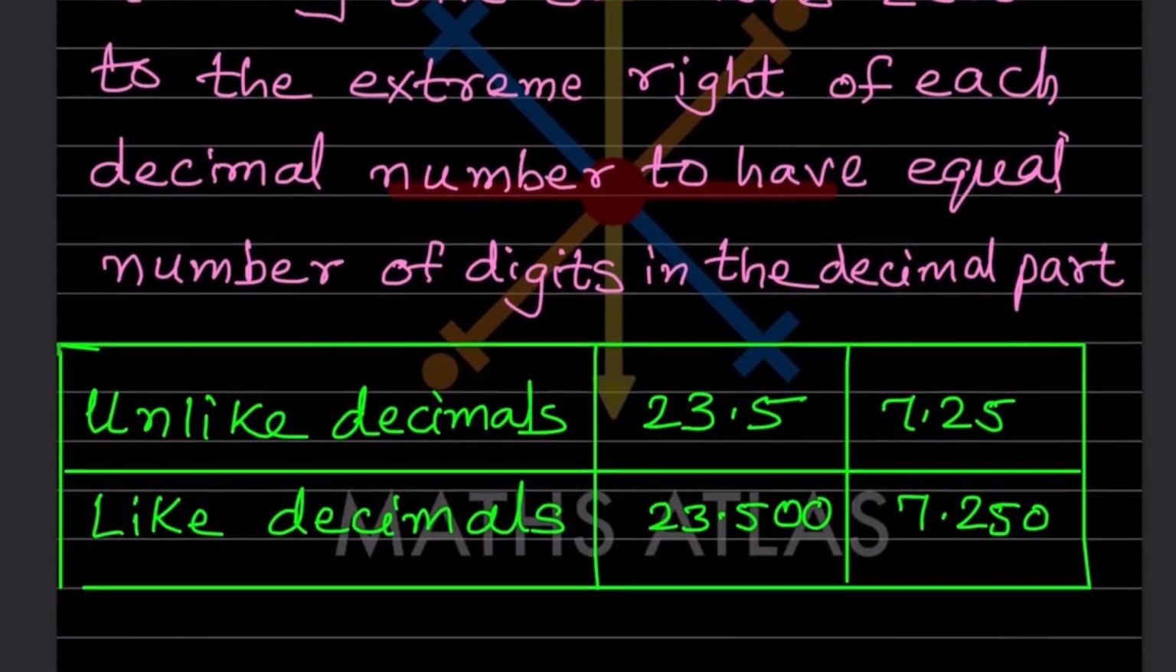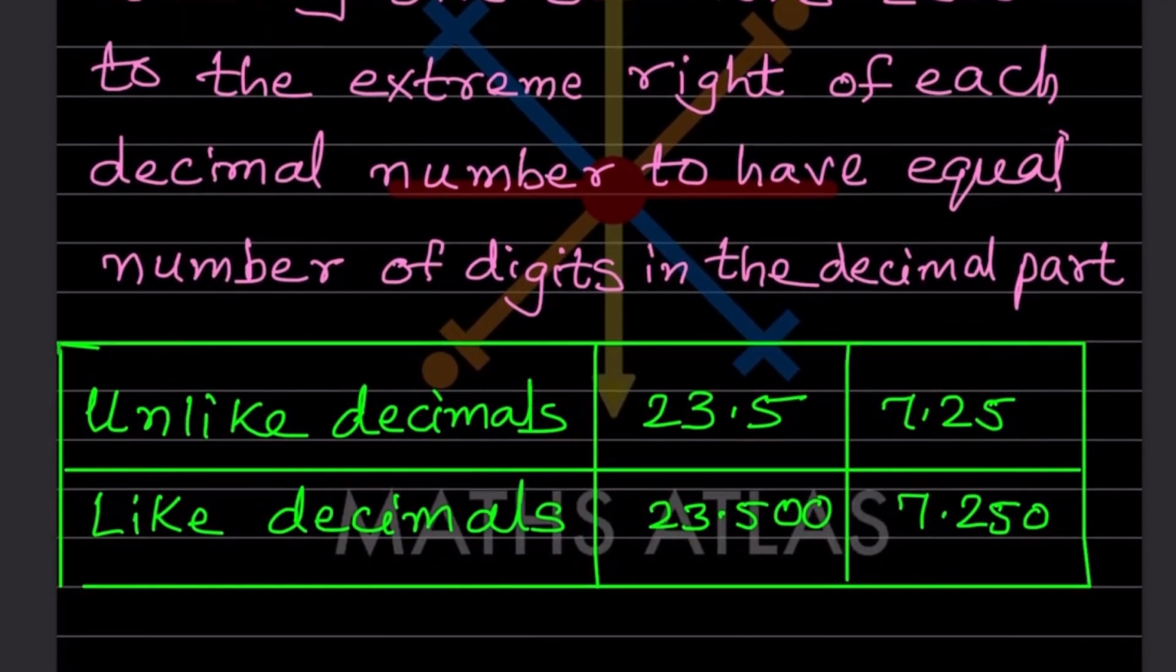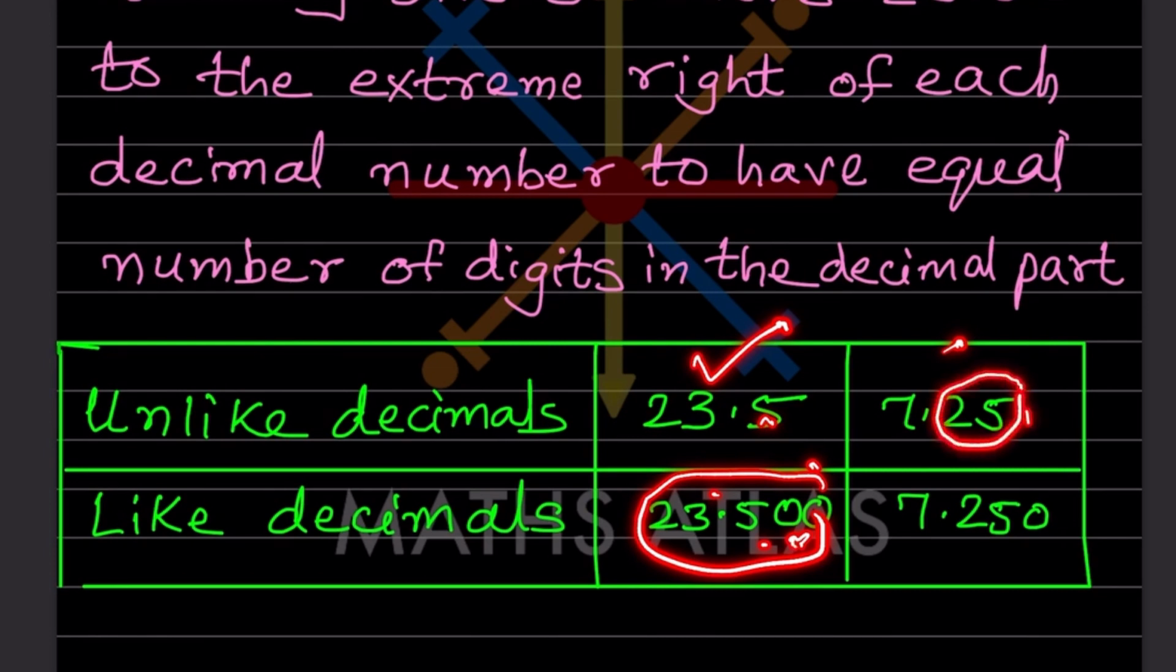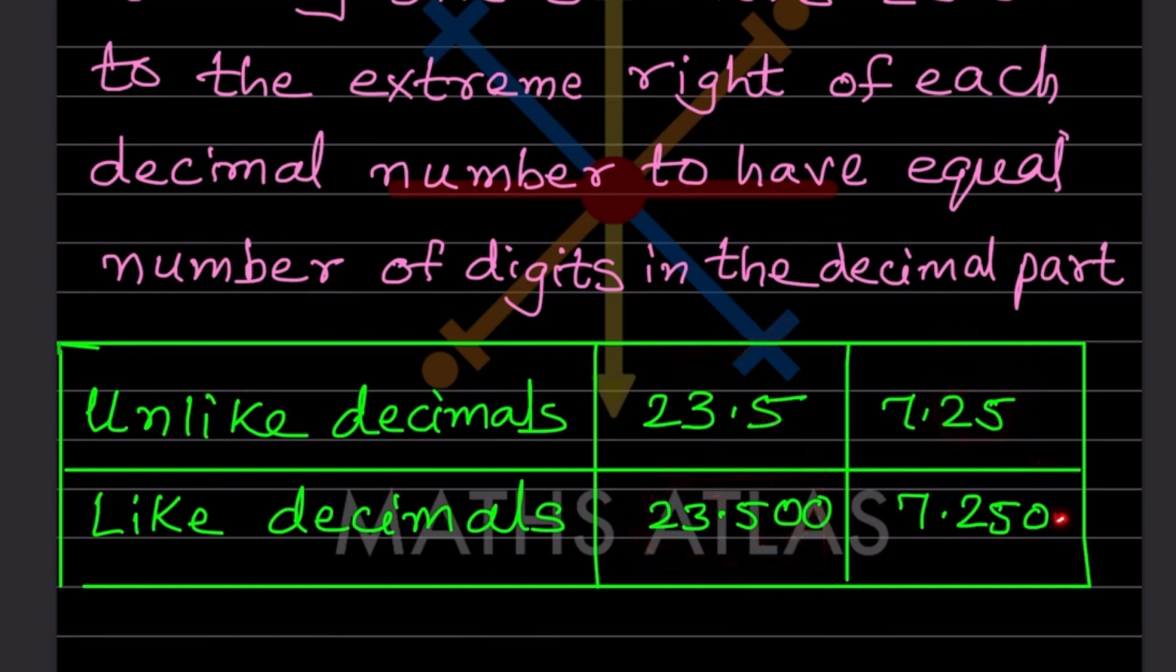Now look at the example given: 23.5. This is unlike. So I can also put here 23.500. Now it is 7.25. So I can also put zeros here, to make it the same.